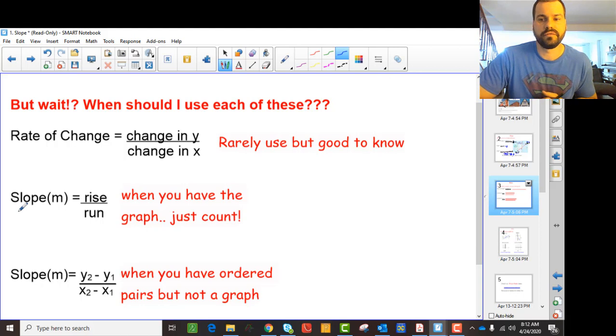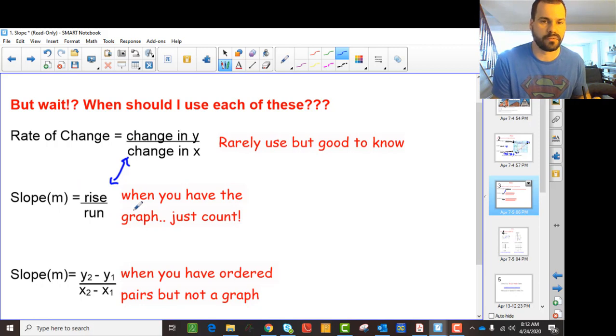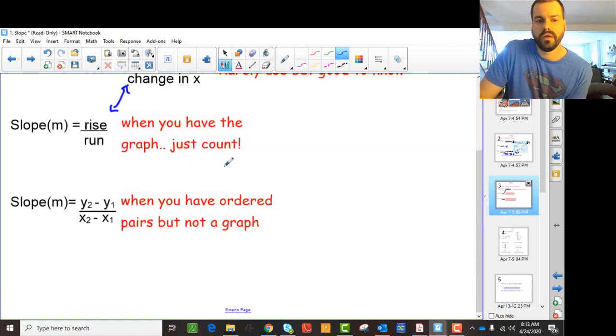This is kind of just saying what I just said. So if you have the graph, just count. If you don't have the graph, you just have points, then you want to use that. And actually, this and this are really the same thing, right? The change in y is the rise, and the change in x is the run. So we say we rarely use it. We really don't use it because we're using it here. In other words, these are really the same thing. They're just a different wording, okay?